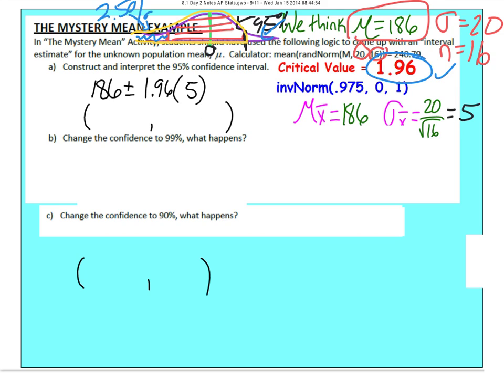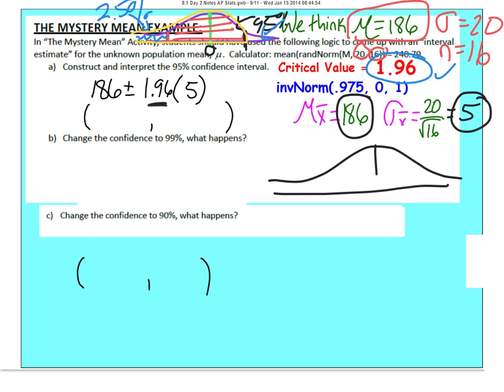Okay, great. Now, what happens if we change it from 95% to 99%? Well, really, the mean and the standard deviation are going to stay exactly the same. So we're going to use 186 and we use 5. But this critical value will differ. What we have to do is just imagine our normal curve. This is our mean if it's standardized at 0.